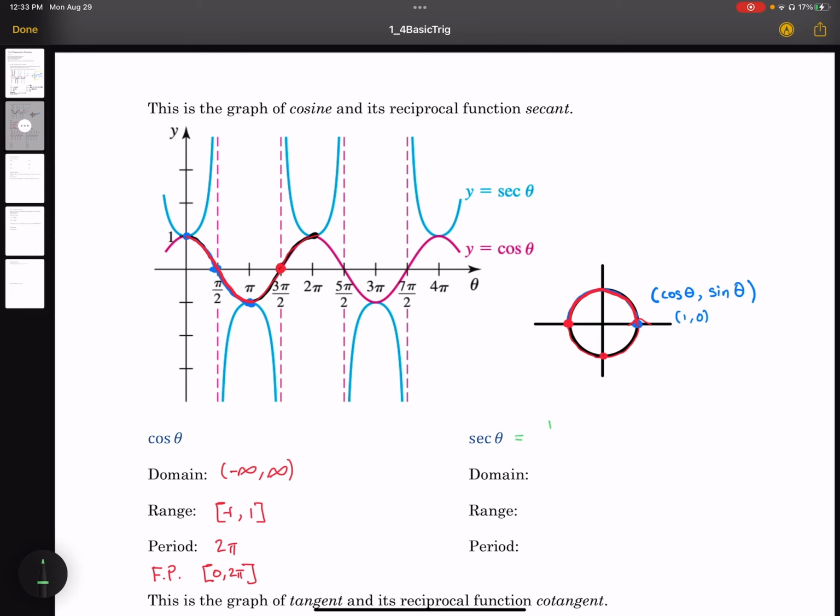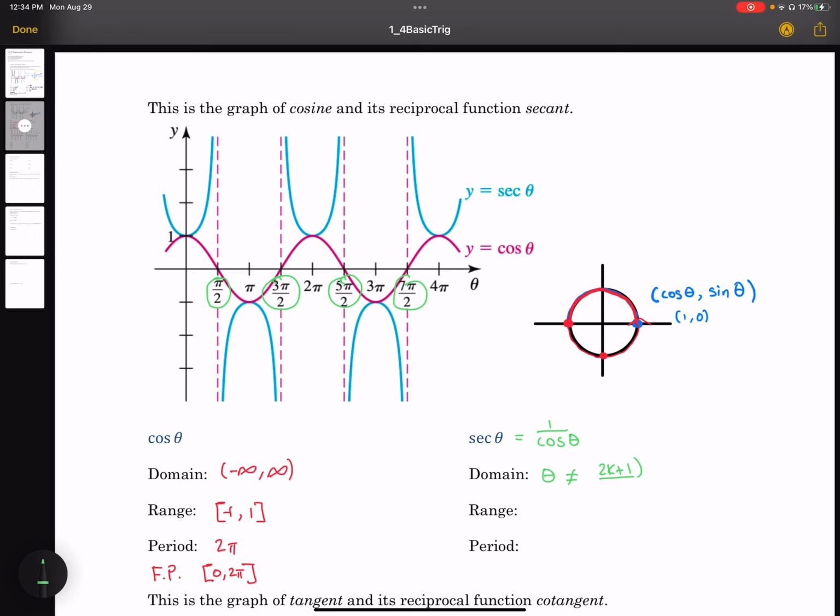Secant is 1 divided by cosine theta. And so whenever cosine is 0, we're going to have asymptotes for secant. And so we'll notice that that happens at pi over 2, 3 pi over 2, 5 pi over 2, and 7 pi over 2. So it seems like at the odd multiples of pi over 2 is where secant is undefined. So we're going to say our angle theta cannot be an odd multiple of pi over 2.